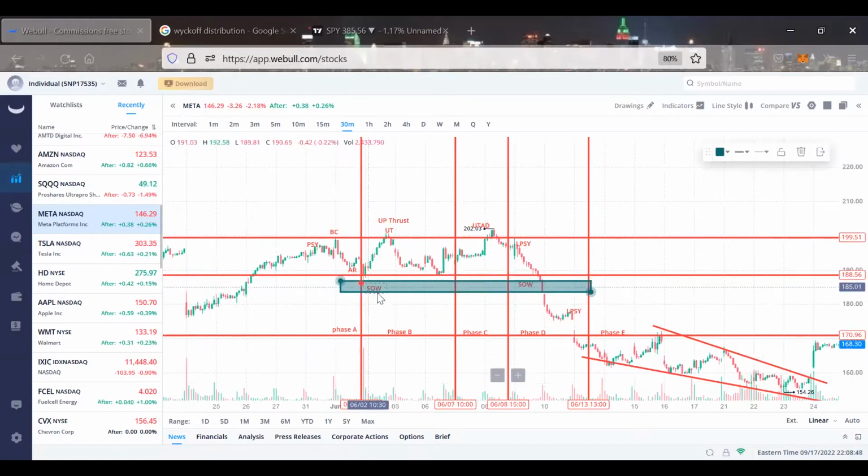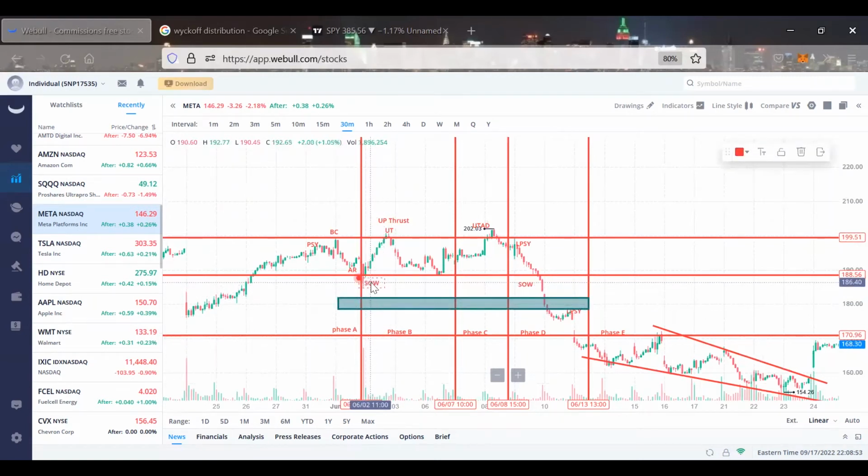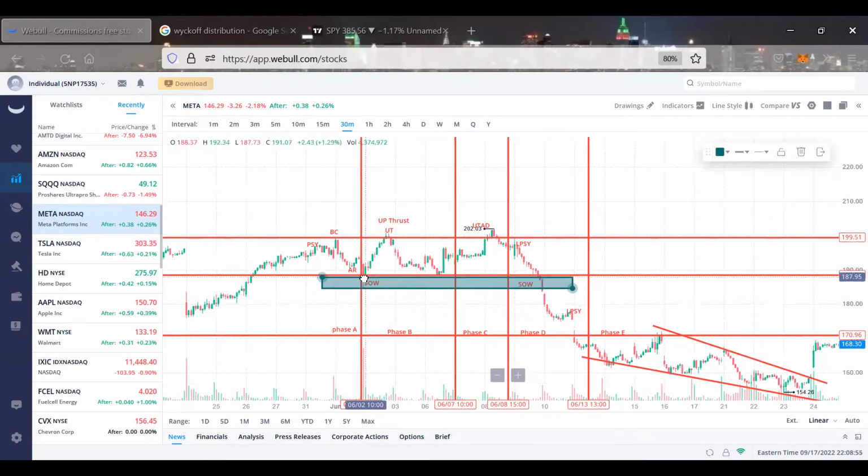But I want to make something clear real quick before I keep moving forward. We've seen all the moves here already, you guys. You have to practice this even more. You have to train your eyes. This is why it's so important. You have to train your eyes every day on backtesting everything and finding phases like this.